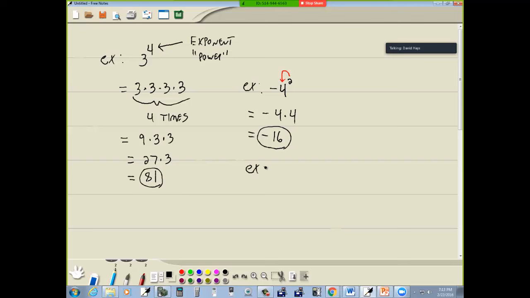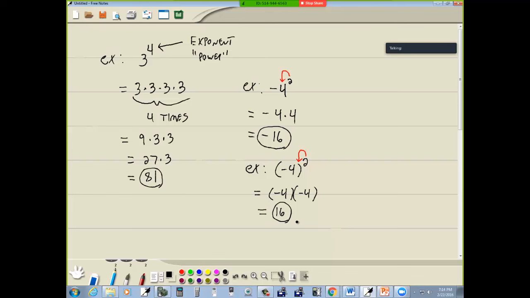Now compare that to this. If you have negative 4 inside a parentheses squared, the exponent only affects what's to its immediate left unless there's parentheses. This time there's parentheses, so it's going to affect everything inside the parentheses. So this will be negative 4 times negative 4. And remember, a negative times a negative gives you a positive, and then 4 times 4 gives you 16. Some people, when they plug that in the calculator, they think that plugging in this first example should give them a positive 16. Well, it's implied you had to put parentheses around there if you wanted to affect everything inside.